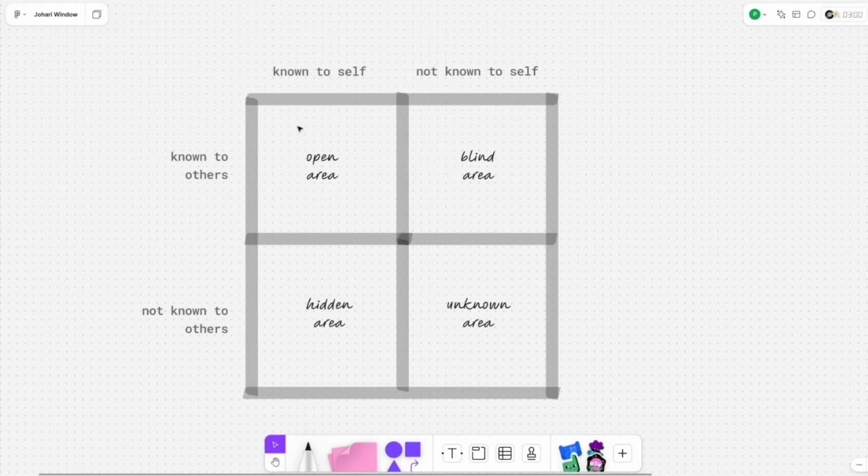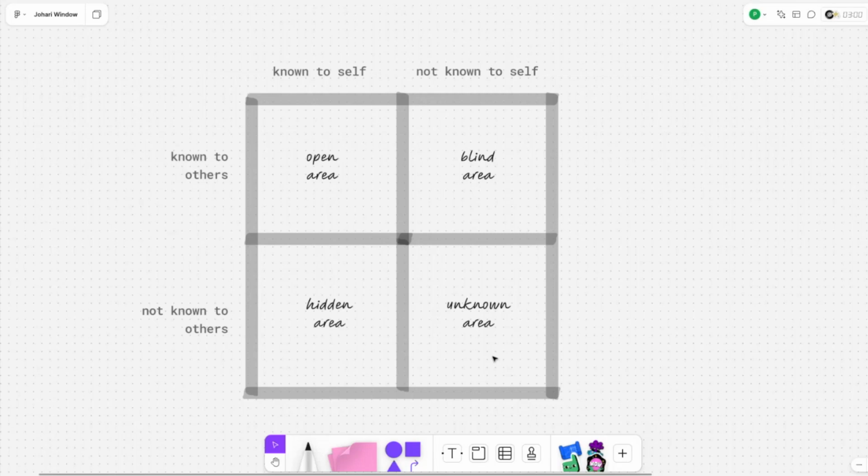The top left quadrant is the open area, which is information that is known to yourself and known to others. The second quadrant is something that you don't know, but others know about you. That is a blind area. If you don't know, you can't see it, but others are able to see it. That's a blind spot. The third quadrant is what is known to you, but others don't know about. It is a hidden area. You are not really revealing this information. And the fourth is what we both don't know, because maybe we have not even tried that thing out yet.